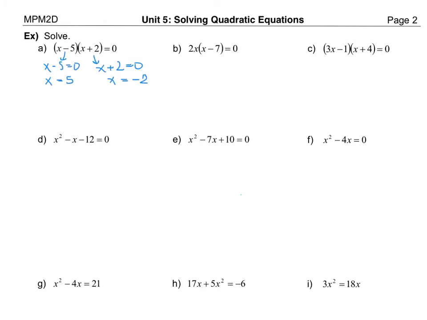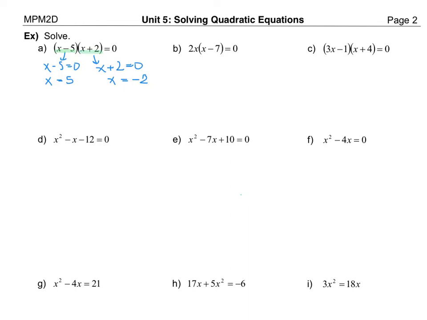For the first example, it's already in its factored form. We know that the only way we can have the product of two things equaling 0 is if one of those two things is equal to 0. So either x minus 5 is equal to 0, which means x is equal to 5, or x plus 2 equals 0, which means x equals negative 2. So for either value, the equation will be true. It will end up equaling 0.